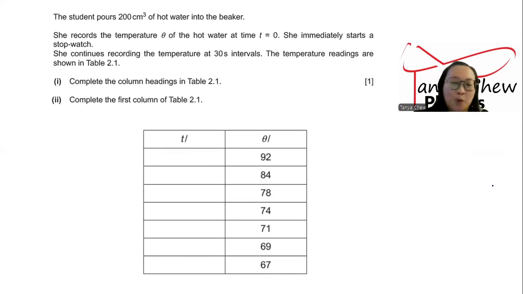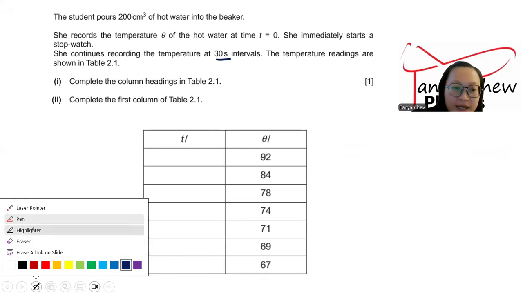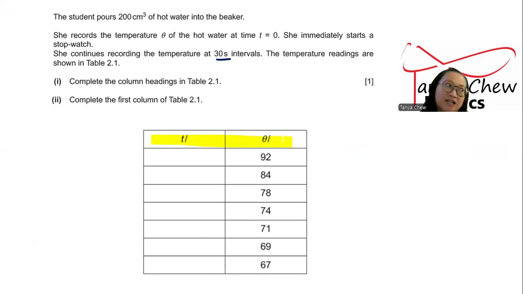Now, let us look at one example from past year. This is about a student who pours 200 cm cubed of hot water into the beaker. She records the temperature theta of the hot water at t equal to 0. She immediately starts a stopwatch. She continues recording the temperature at 30-second intervals. Temperature readings are shown in table 2.1. First part, complete the column headings. What do I mean by column heading? It is this part. This is called column heading. The title, the symbol together with the appropriate units must be recorded in your column heading.